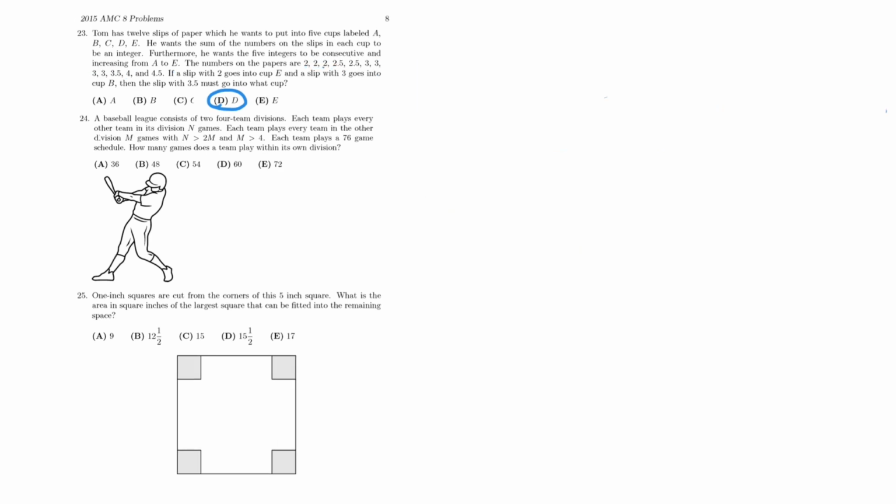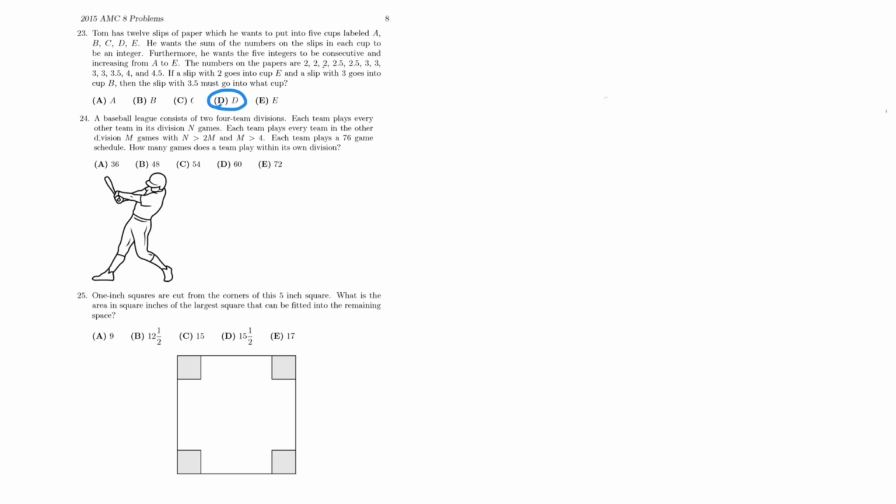Number 24, a baseball league consists of 2 4-team divisions. Each team plays every other team in its division N games. Each team plays every team in the other division M games, with N greater than 2M and M greater than 4. Each team plays a 76 game schedule. How many games does a team play within its own division?